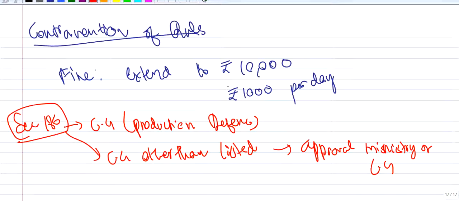Then contravention. Then we see again this is specially not applicable with regard to the government company, production of defense, government company other than the listed, if approval of the Ministry of Central Government is obtained.